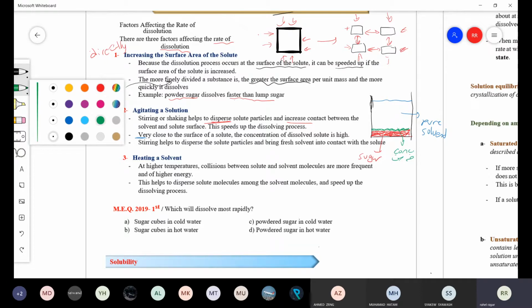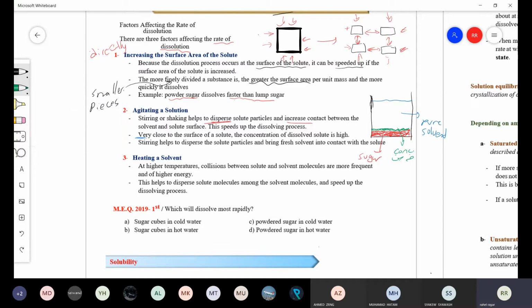But the problem with the dissolved sugar here is that it is actually blocking the pure solvent from being in contact with the solid sugar. It is making a barrier. It's blocking the way. Why? Because it's so concentrated that it does not let these two mix easily.